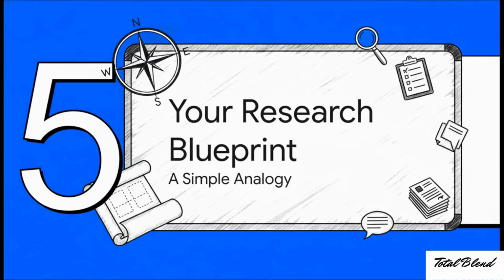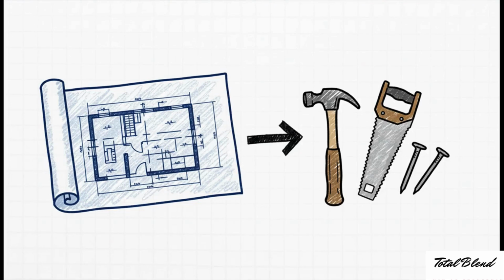So, let's wrap this up. I'm going to give you one final super simple analogy that will lock this in so you never get these two terms confused again. Just think of it like this. If you were going to build a house, your methodology is the architect's blueprint. It's the whole design, the overall strategy, the logic that explains why the kitchen goes here and the windows go there.